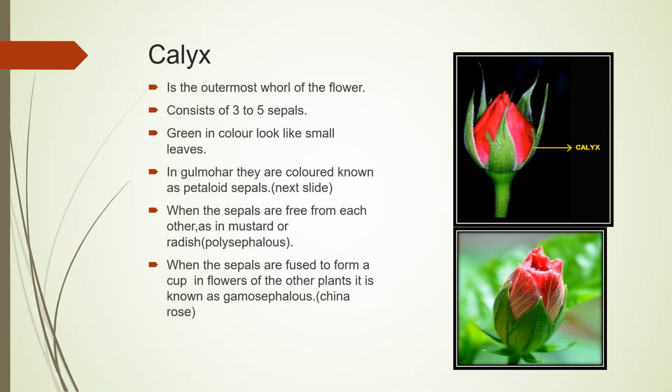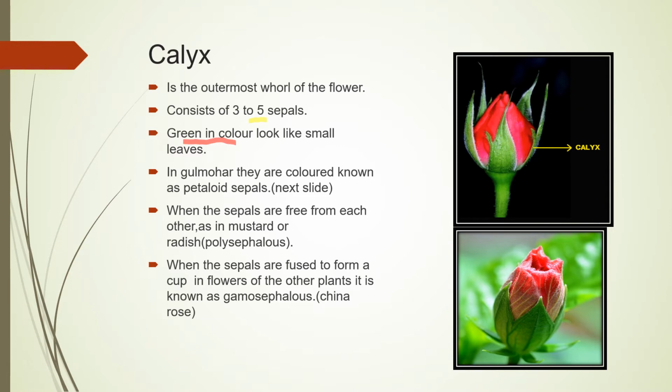From the previous classes you all know what a calyx is. It is the outermost whorl of a flower, consisting of 3 to 5 sepals. It is usually at the basal part, and it is generally green in color and looks like small leaves.